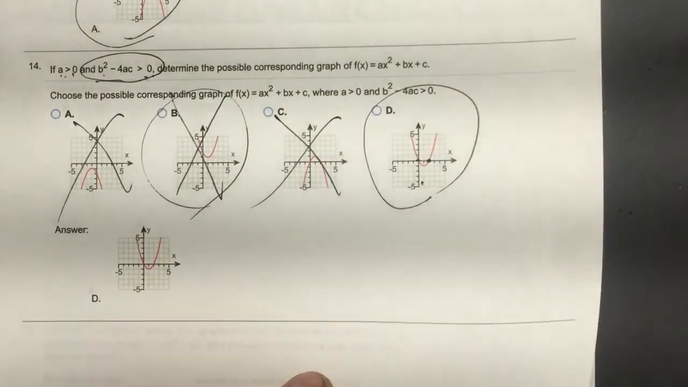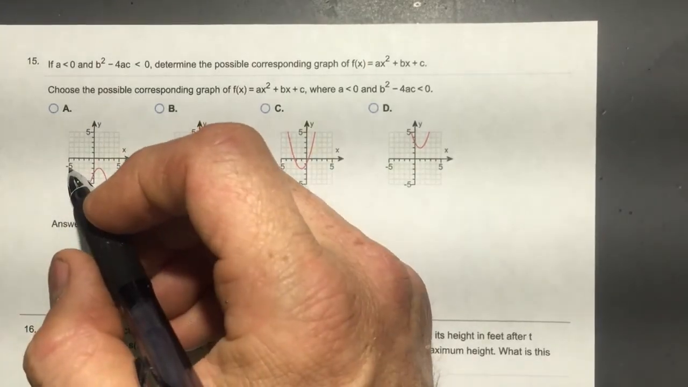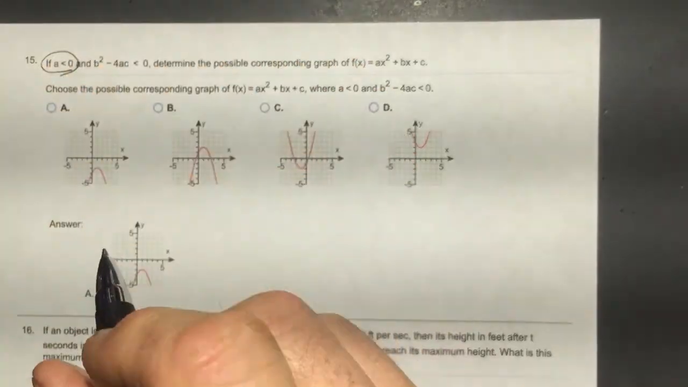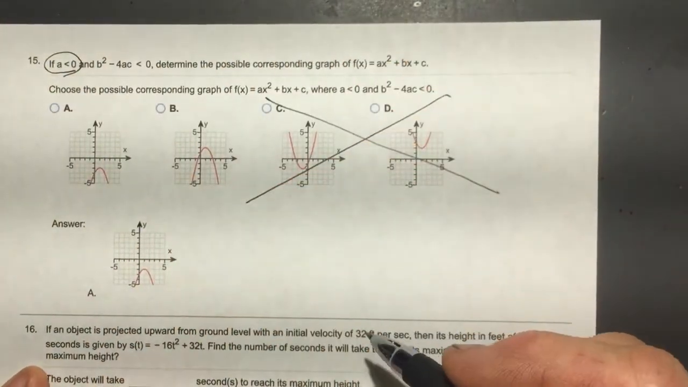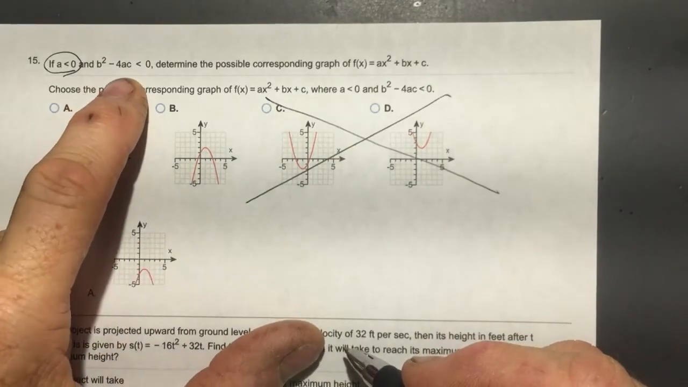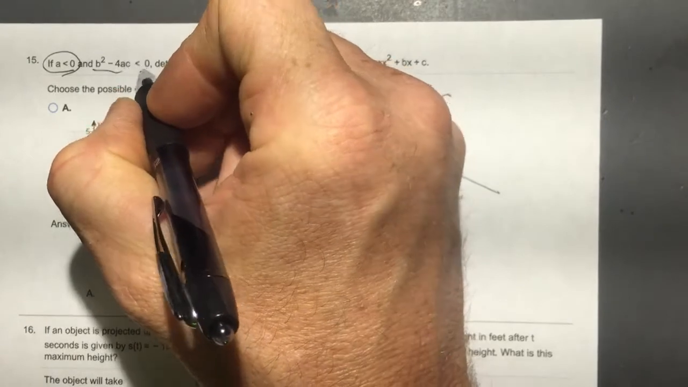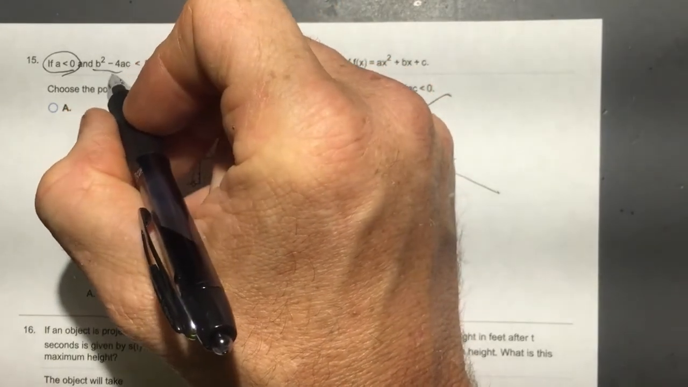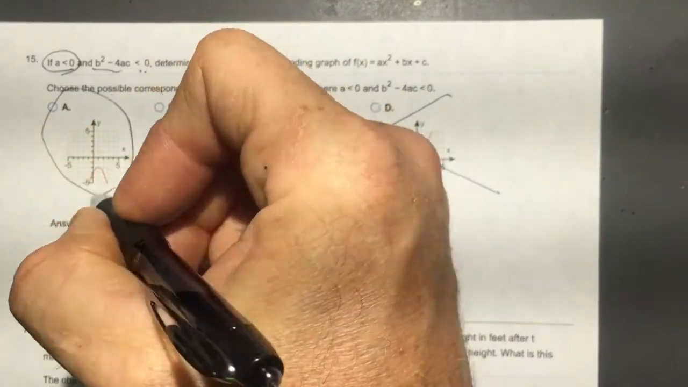Okay, there's one more like that. All right, 15 here. A is less than 0, which means it's going down. So it can't be those two. And then my discriminant is less than 0. All right, now my discriminant this time is less than 0, which means it's negative. If my discriminant's negative, that's imaginary, and I have no solutions. So this would be A.